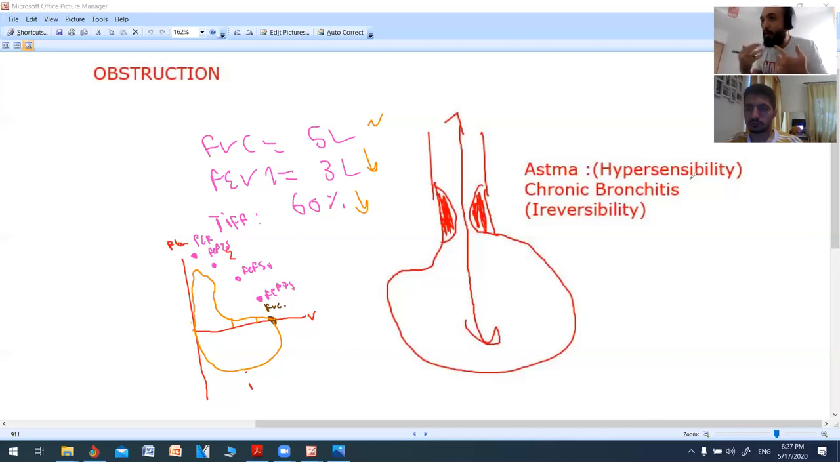They will cough a lot. This is what? Asthma. And it varies. For example, some people have the hypersensitivity.